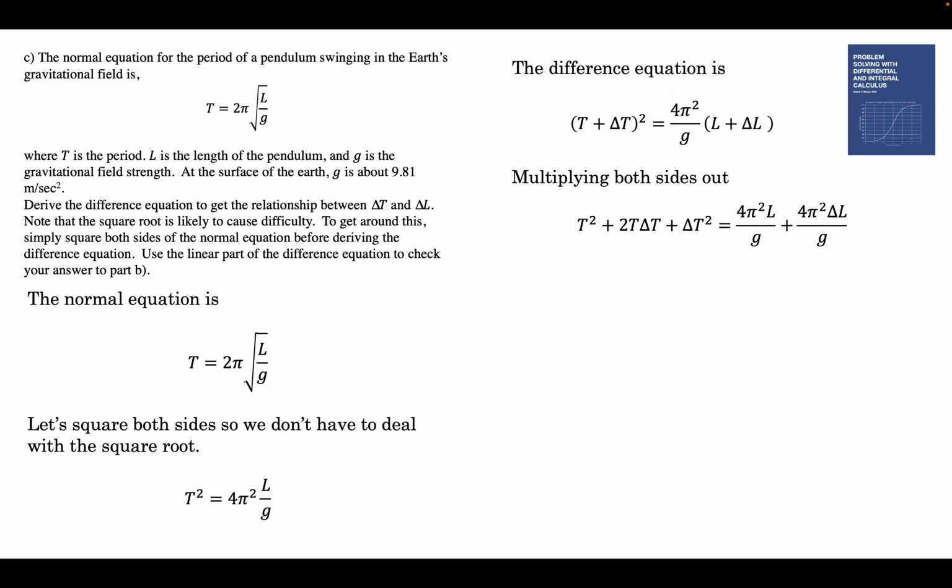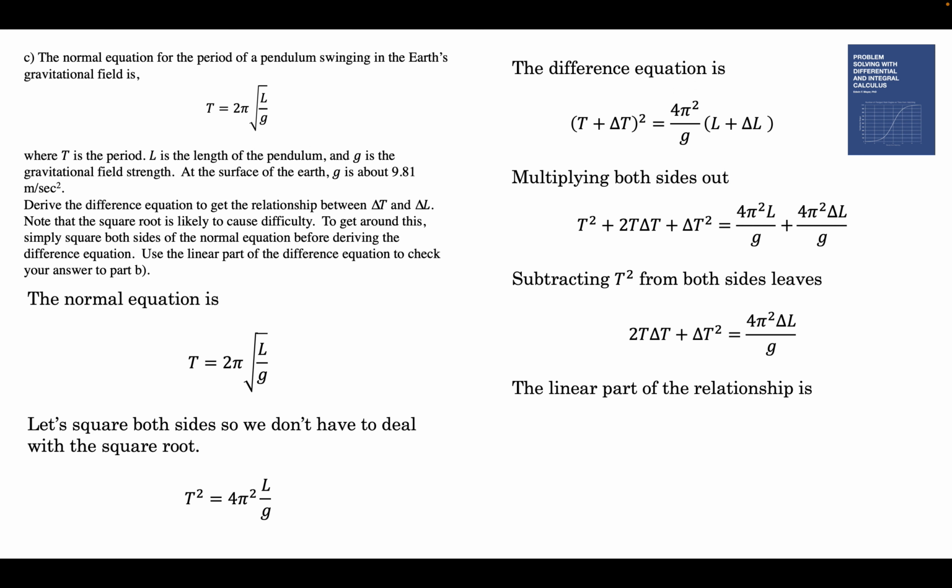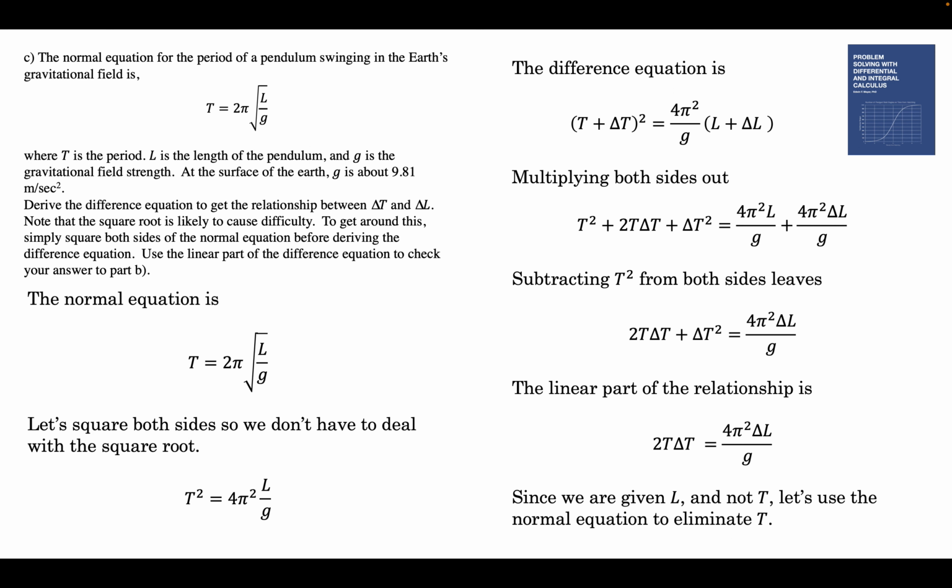So we multiply everything out. We subtract T squared from both sides. T squared is 4 pi squared L over g right here. T squared equals 4 pi squared L over g. And we get that for the difference equation. The linear part, we could ignore the delta T squared. We get that. If we want to get the slope, we could ignore the curvy part, which is the nonlinear part.